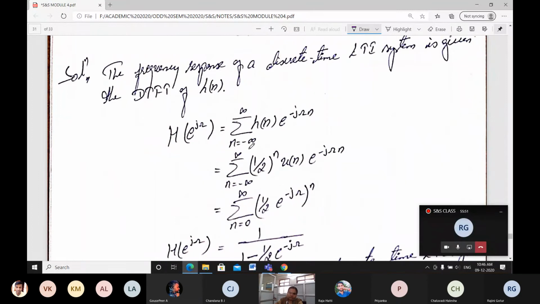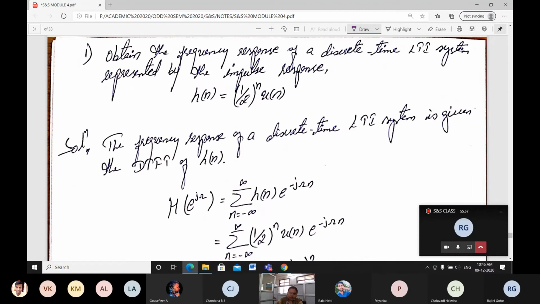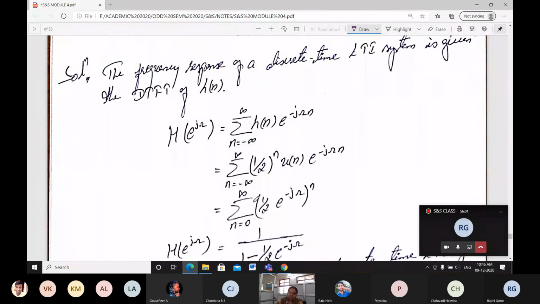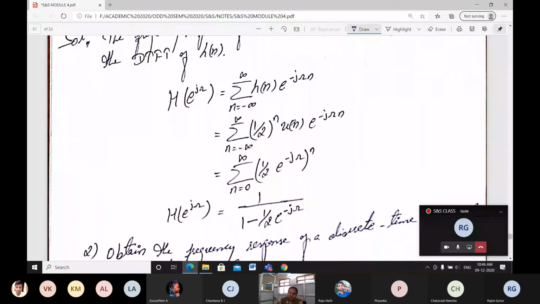Summation n varying from minus infinity to plus infinity, h of n e raised to minus j omega n. Here h of n is given as (1/2)^n u of n, e raised to minus j omega n as it is. Then from u of n, I can write the limit as n varying from 0 to infinity, then (1/2 e raised to minus j omega) whole power n.